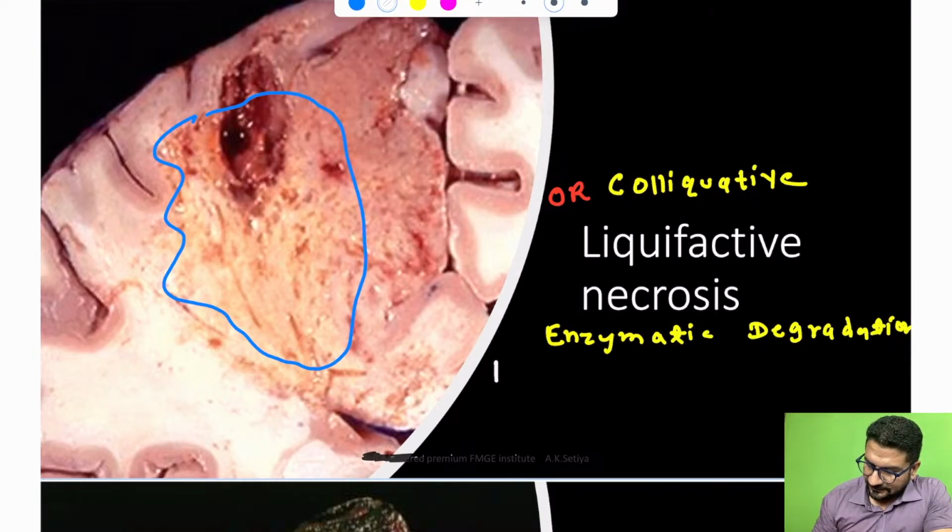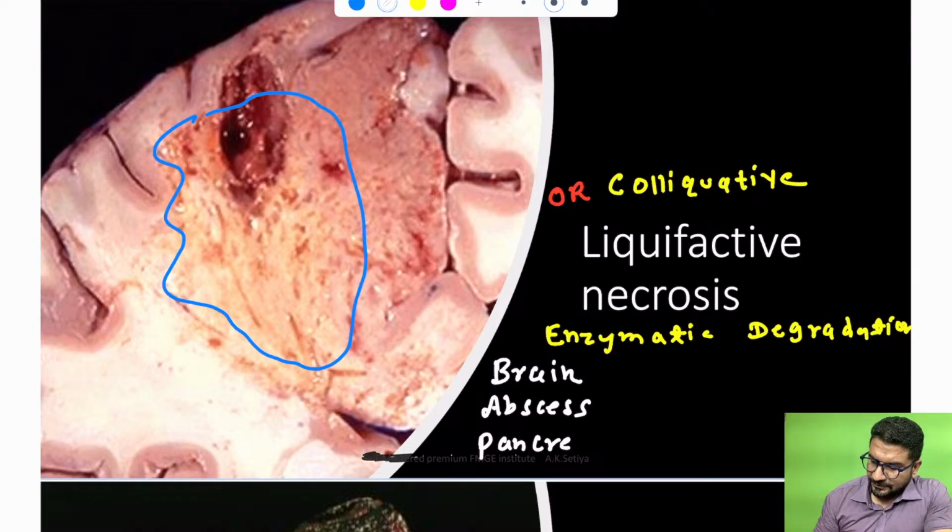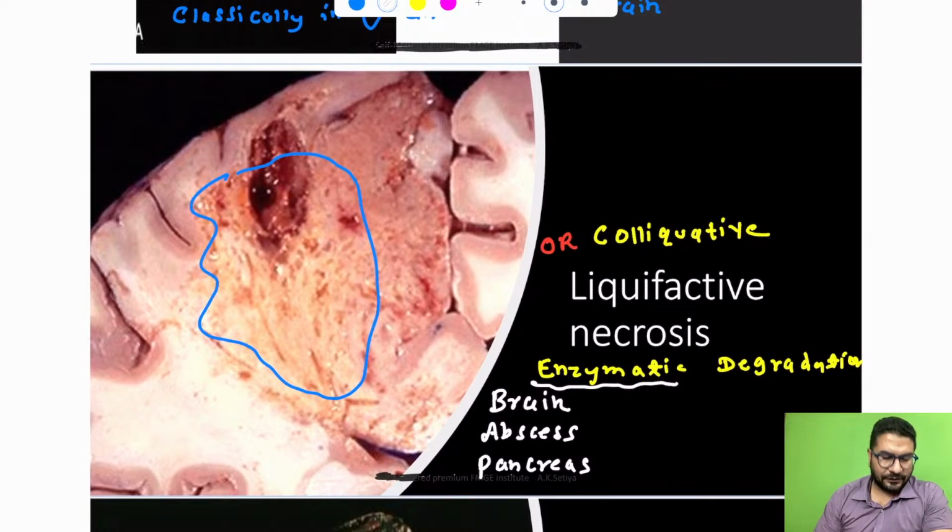It is seen in brain. Any part of brain, like ischemic stroke, hemorrhagic stroke, any type of abscess, किसी भी तरीके का abscess, and this is seen in pancreas. Because in pancreas you will see the action of amylase and lipase. So what are these? These are enzymes. So it is due to enzymatic degradation. So this is called liquefactive necrosis.